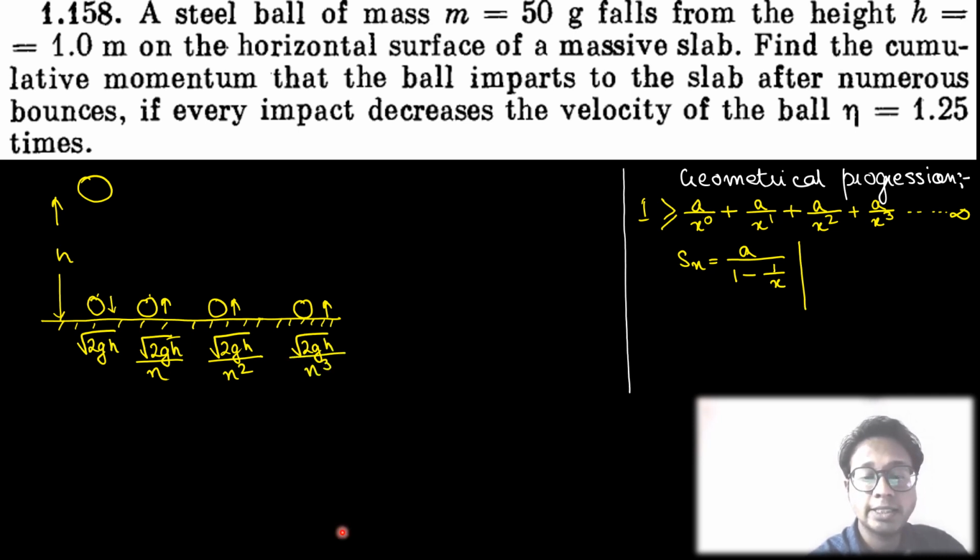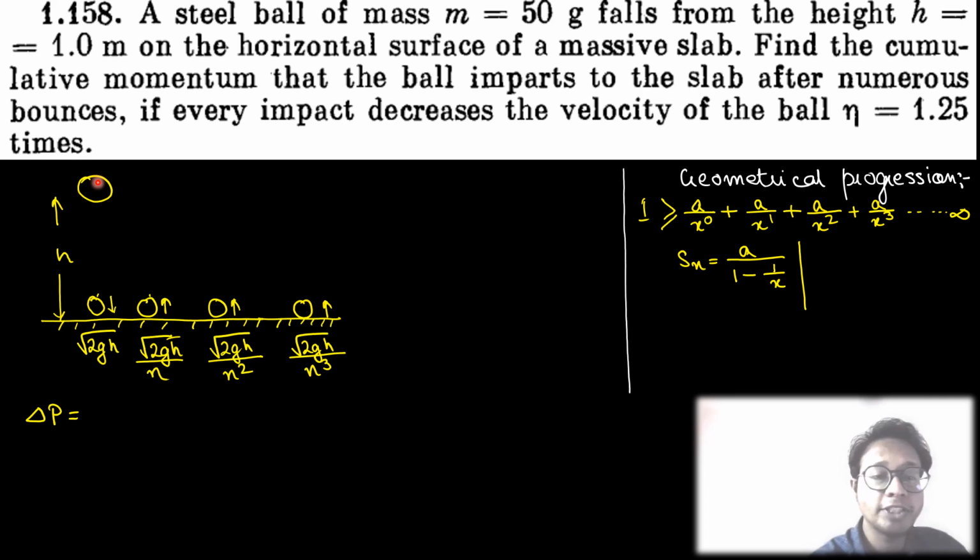The question is asking: the ball jumps up till infinity, meaning an infinite number of times. What is the total momentum of the ball that impulses to the slab after numerous bounces? That means after infinite bounces. So here we have to apply change in momentum of the ball. Change in momentum of the ball is what? Final momentum minus initial momentum.